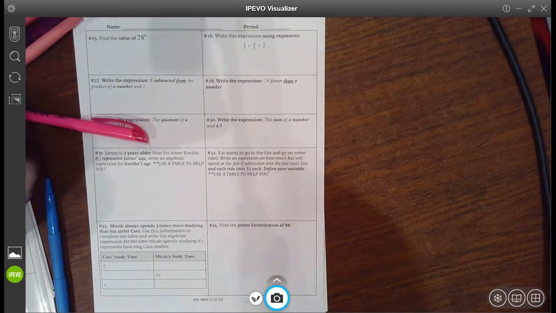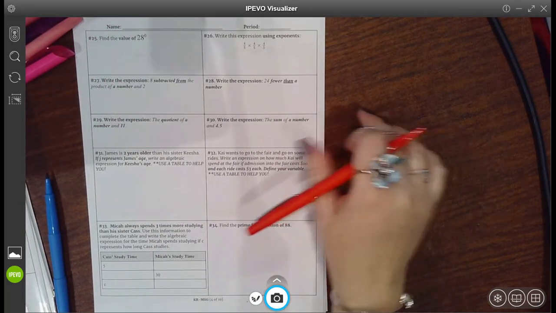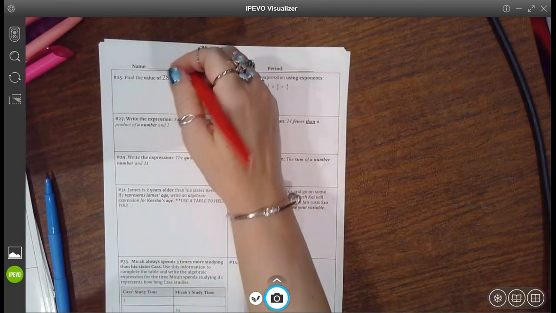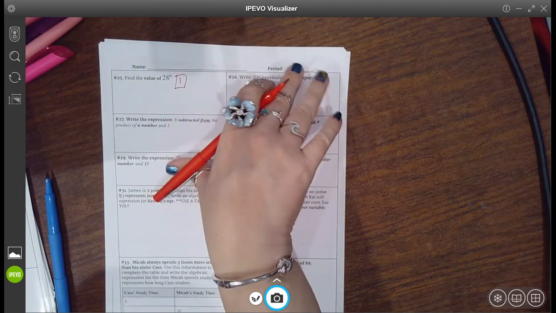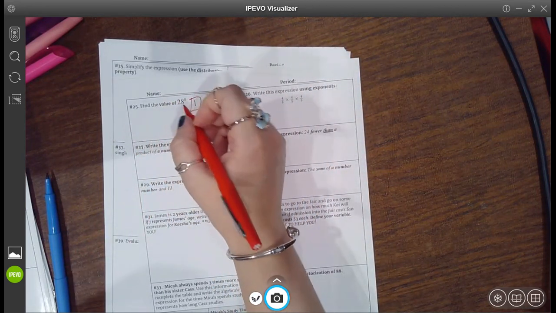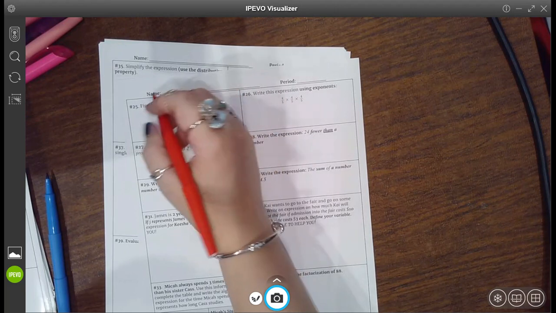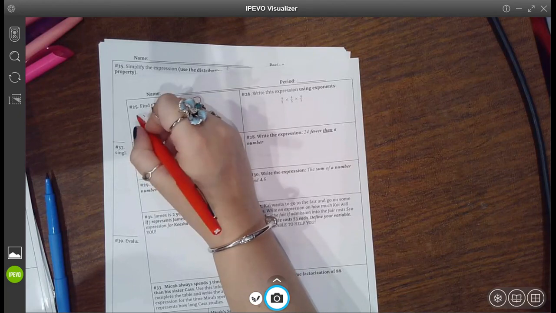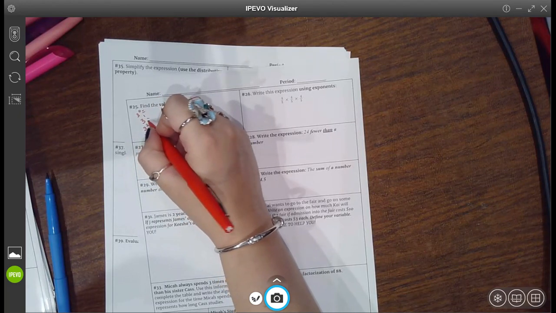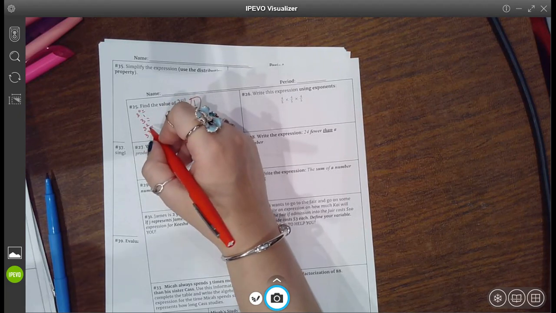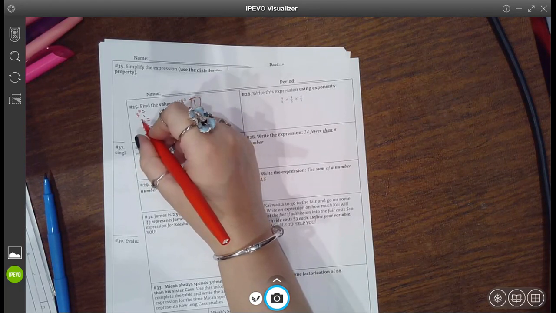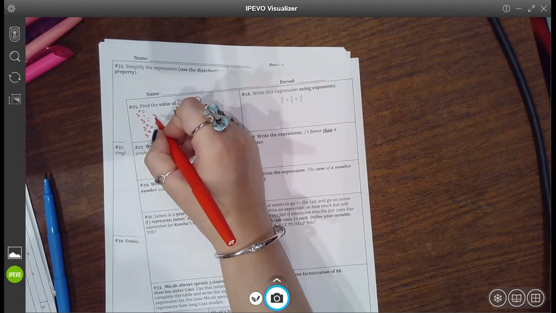All right, my next one says find the value of 28 to the 0. Well, anything to the 0 power is 1. And the reason for that is I'm going to do a much smaller number. Let's say 3. Okay. So you have 3 to the 1, 3 to the 2, 3 to the 3, 3 to the 0. Okay. We know 3 squared is 3 times 3, which is 9. 3 times 3 times 3, well, 3 times 3 is 9, and 9 times 3 is 27. And 3 to the first just means 1 3, so a 3.